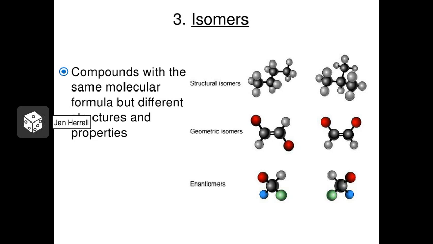Our last concept for this chapter has to do with isomers, what they are and how to identify them. So first of all, what the heck is an isomer? Well, isomers are molecules that have the same molecular formula but have different structures. So they have the same number and type of atoms, but they're arranged in different ways. Let's take a look at some isomers.